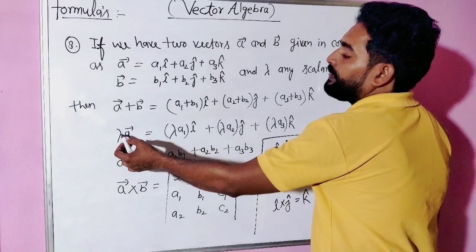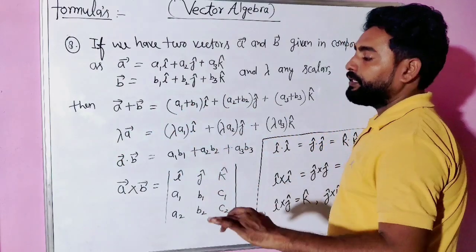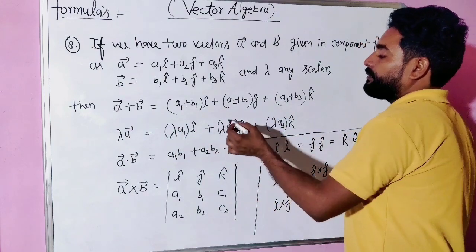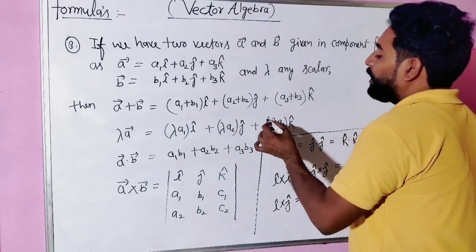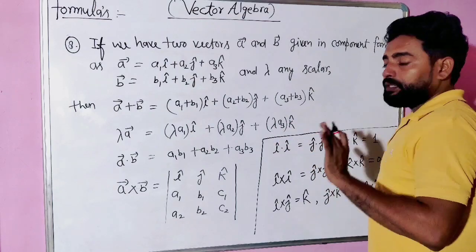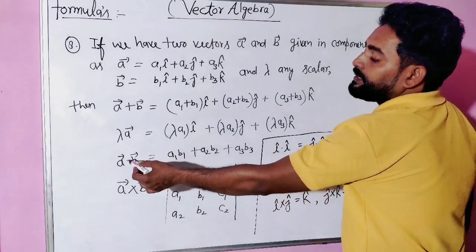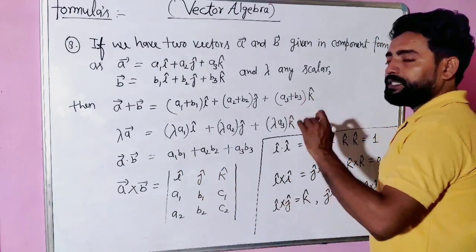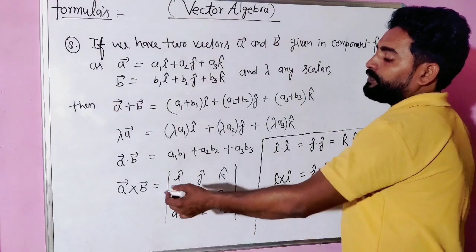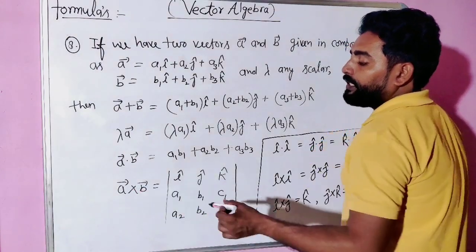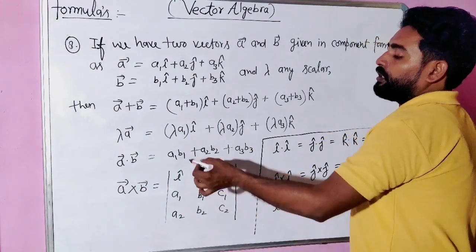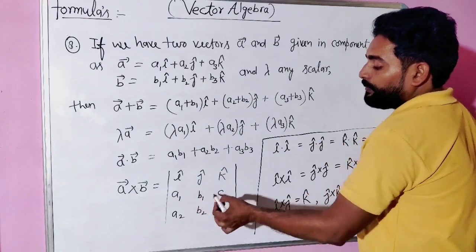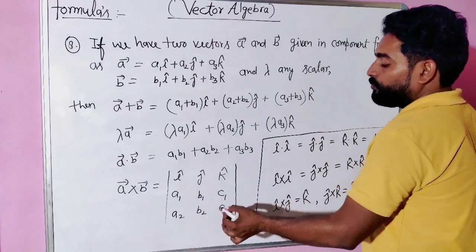And now if we multiply a scalar with vector A, we get lambda a1 i cap plus lambda a2 j cap plus lambda a3 k cap. And now the scalar product of vector A and vector B is equal to a1 b1 plus a2 b2 plus a3 b3. And lastly, the cross product of vector A cross vector B is equal to a determinant with first row i cap, j cap, k cap, second row a1, a2, a3, and third row b1, b2, b3.